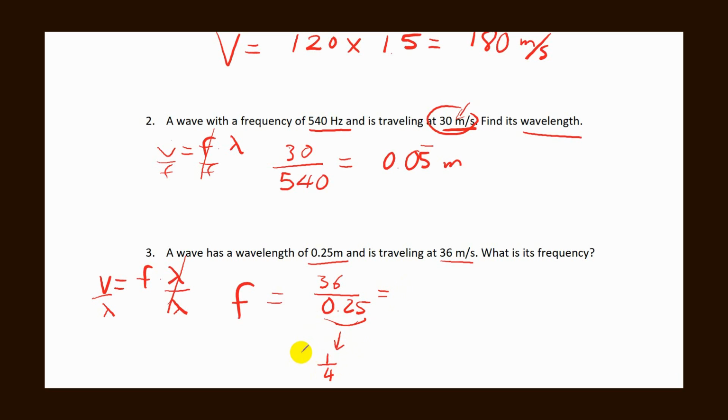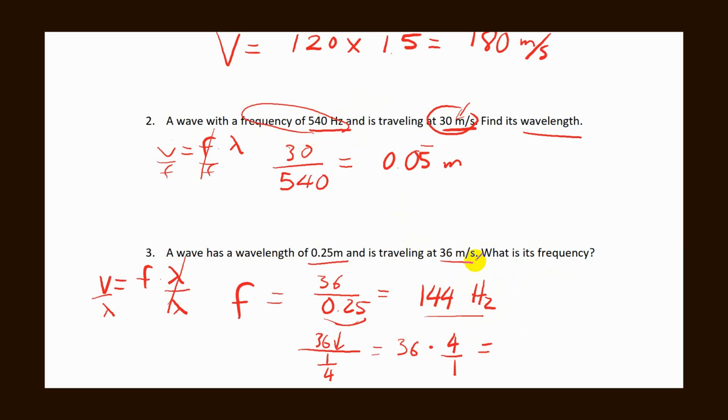And if we divide something by a fraction, 36, it's equal to 36 multiplied by the reciprocal of 1/4, which is 4 over 1. So division, multiplication, and flip. So this one will give you 144. What's the unit for frequency? Hertz, right? Just like the problem above.